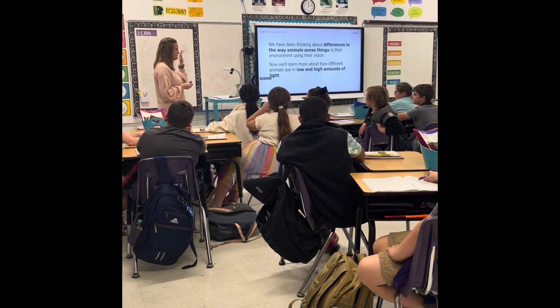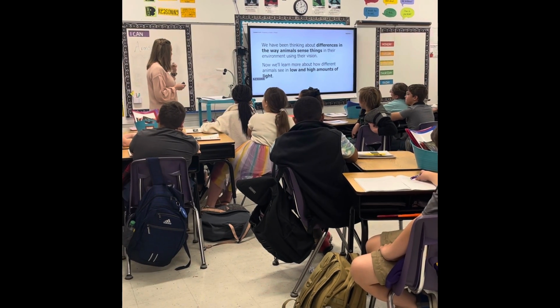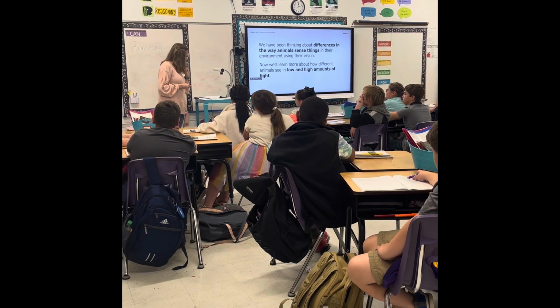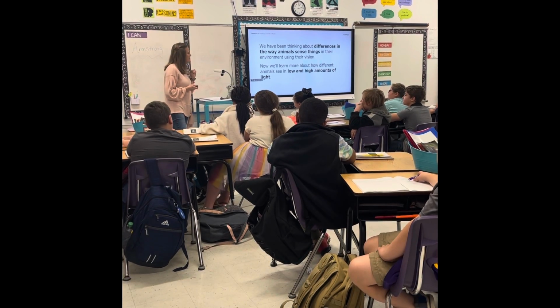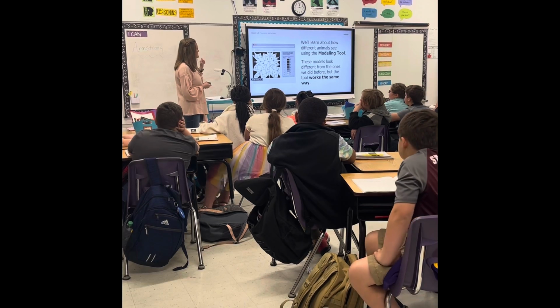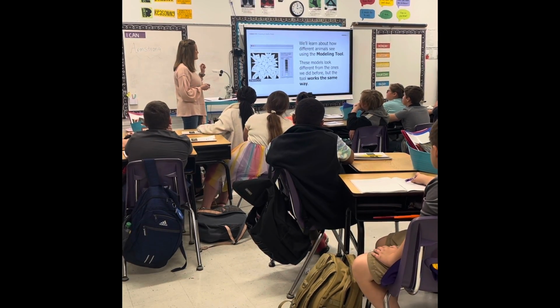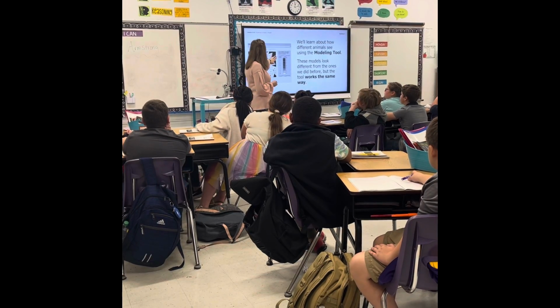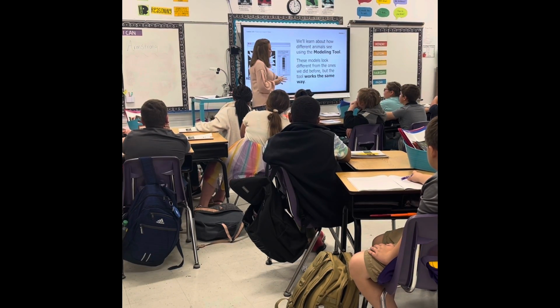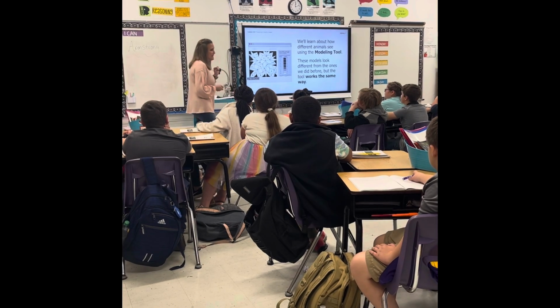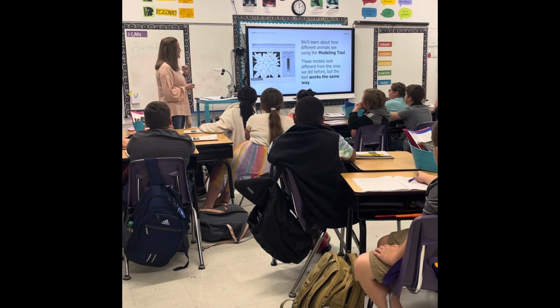Now you're going to learn more about how different animals see in low light and in high light. Okay? So we're going to be playing with the different kinds of lights. And to do that, guys, we're going to use your modeling tool, which you've already used. They're going to look a little different from the ones that you did before. It's going to look the same way. It's going to be really important. We're going to do high and low sensitivity, and then two different kinds of light. So we'll be doing two different modeling tools today, okay?